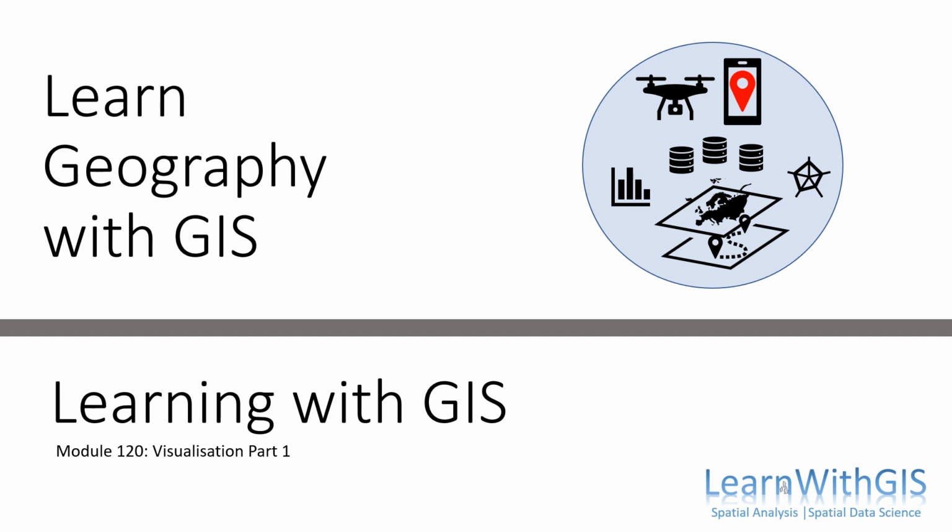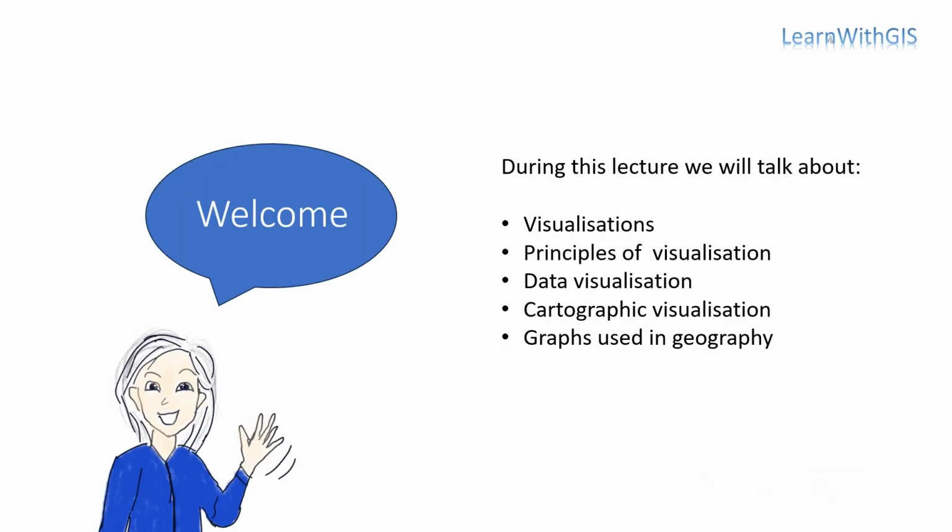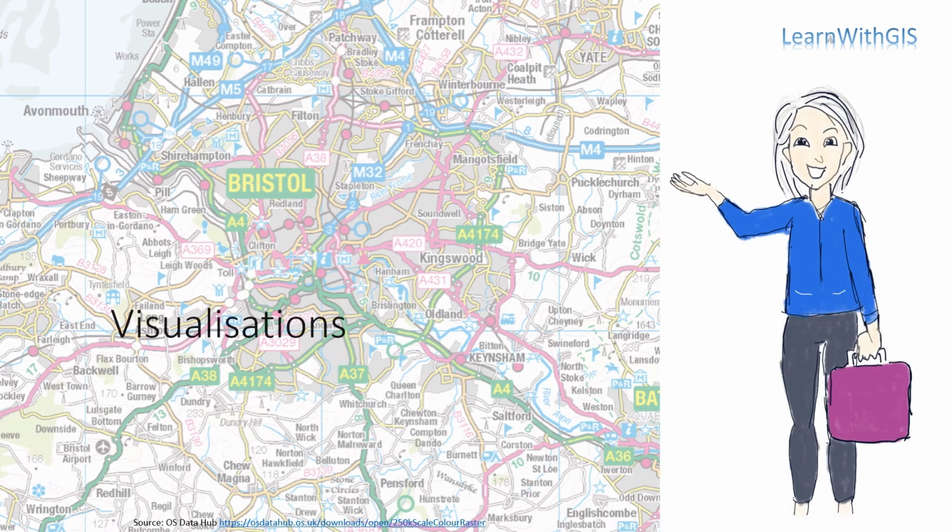During this module we will talk about visualization so that you can communicate with maps. We will introduce you to the principles of visualization and link this with the graphs used in geography. Spatial data without symbolization would leave the map a series of points and lines, so it is important to consider how to visualize your information.